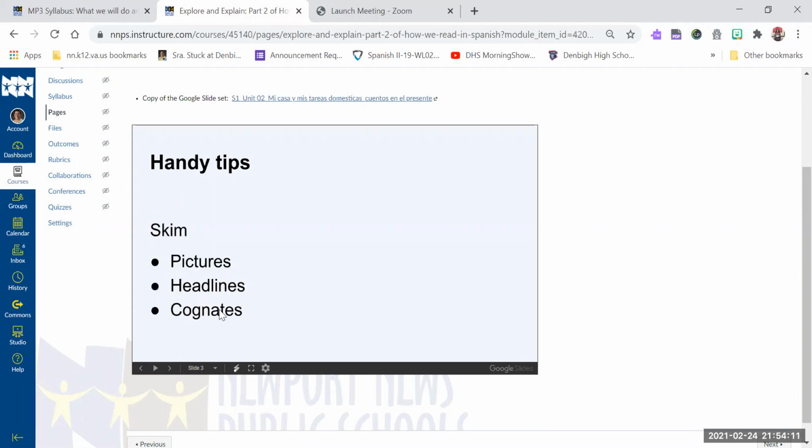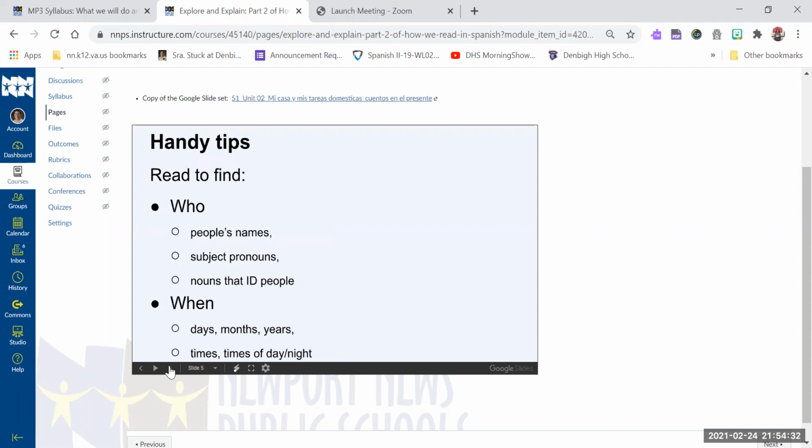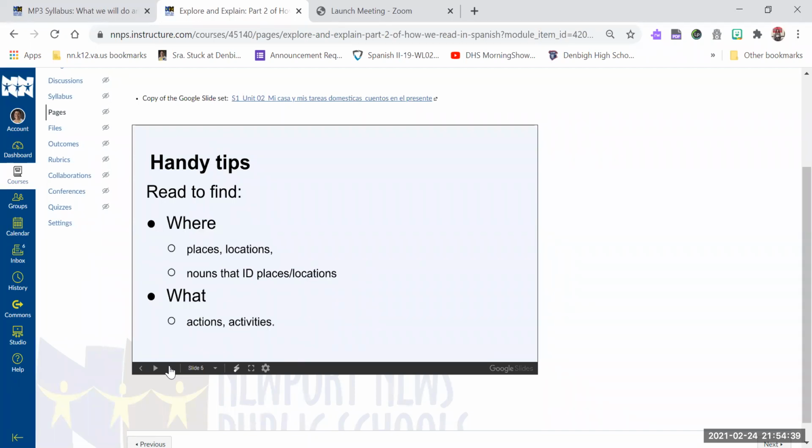What does this mean? Skim. Look for pictures. Look for headlines. Look for cognates. When you scan, you're not trying to get everything. You're running your eyes over it. You're getting any glittering generalities. I think this is what this is about. This is my vague impression of what's going on. Then when you read, you find out your quién, which is who, your cuándo, which is when, your dónde, which is where, and your qué, which is what.